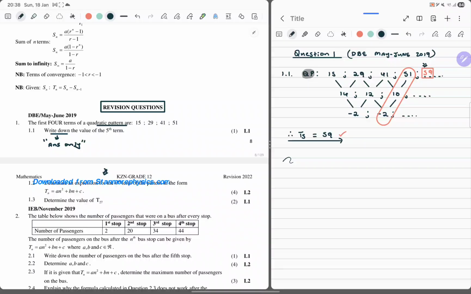Okay, so let's get to 1.2. 1.2 says determine an expression for the nth term of the pattern. I don't know why STEM Physics always does this. This thing needs to stop. I mean, come on, man. Why make these papers available and then you have this sitting over the text? It's crazy. Anyway, we want to know it in the standard quadratic format.